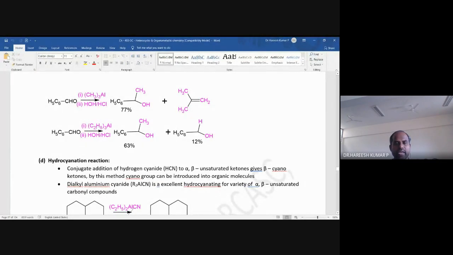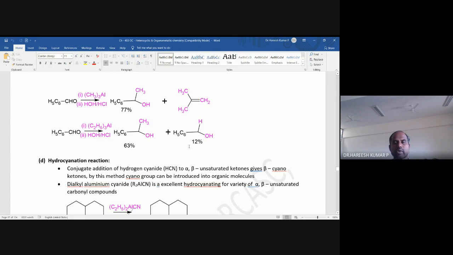So triethylalane, when it is treated with benzaldehyde, what is happening? It will act as a source of ethyl group. So here I have written a methyl group; this you have to convert into an ethyl. Ethyl means C2H5. And of course, this is the byproduct, 12% byproduct. So that means one byproduct is formed in this reaction.